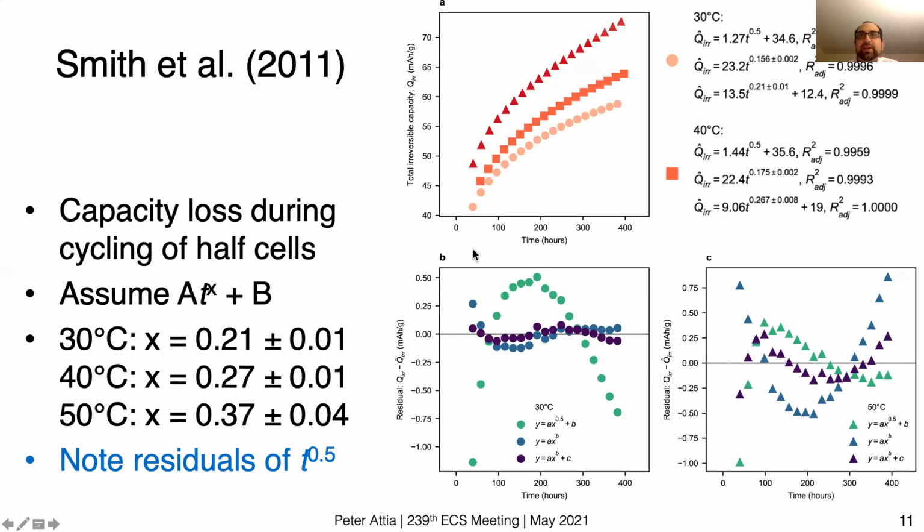Same exercise here. This is total irreversible capacity, QIRR, the difference between the charge and discharge capacities with cycle number. If we look here, the t^1/2 model has a highly systematic trend in the residuals. This looks very similar to the example we gave earlier. Even for the higher temperature ones, it's less dramatic than the 30C one.